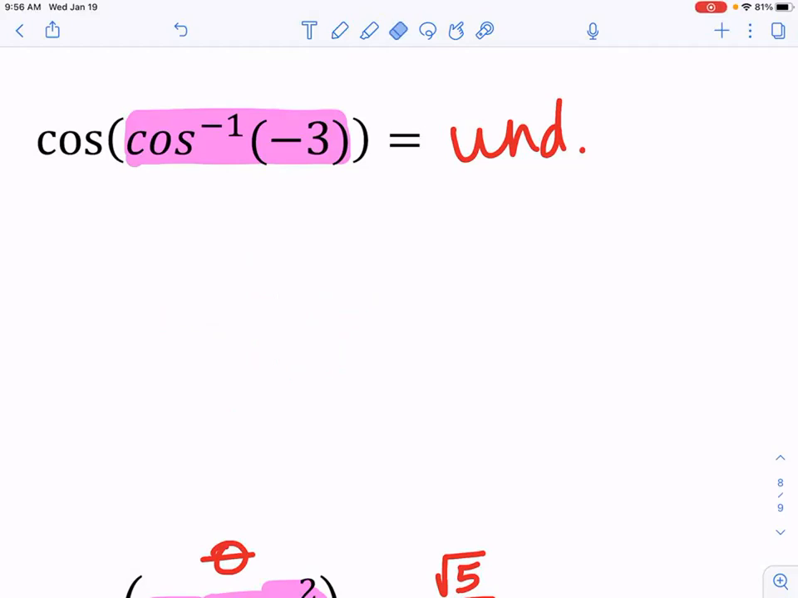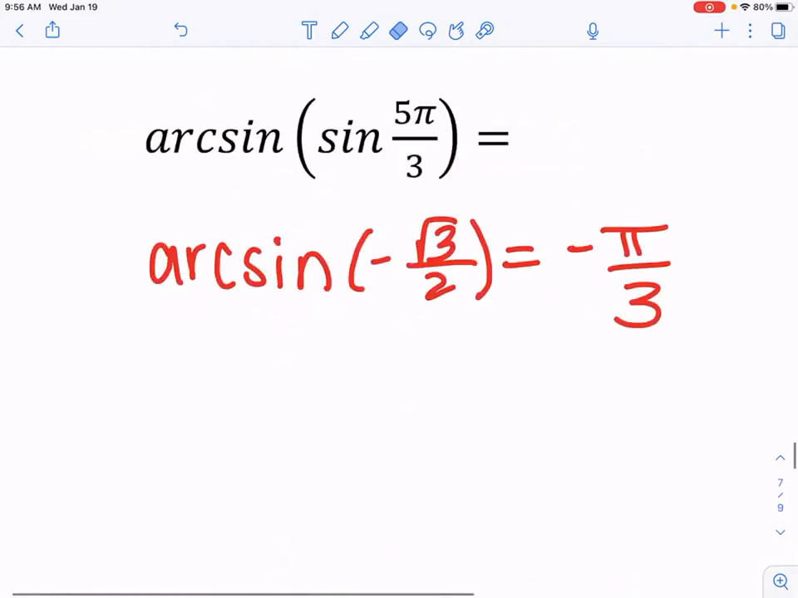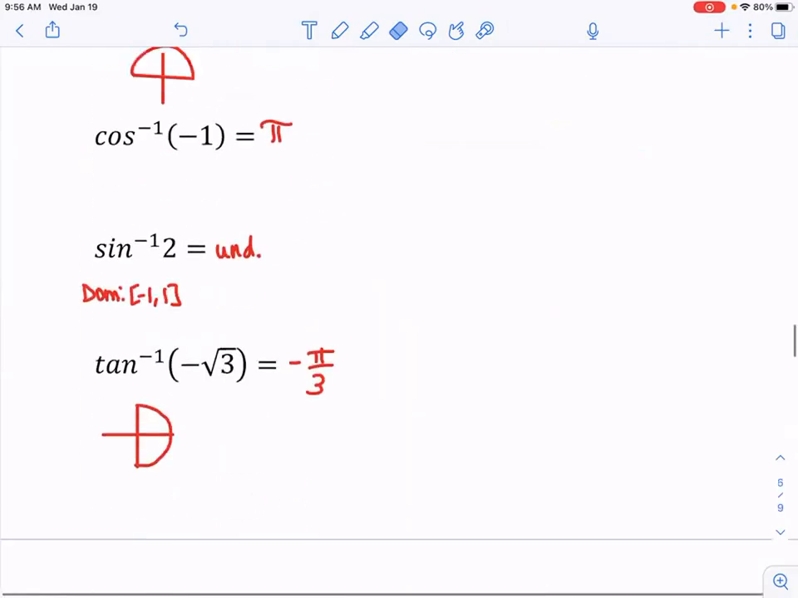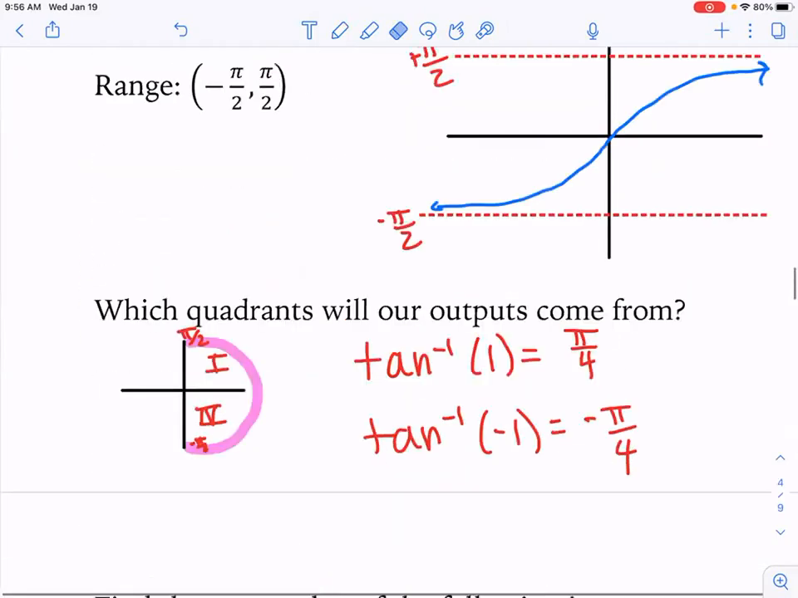Okay. All right, I need you to do the best you can on your homework tonight. Okay, have your notes out so that you can look at these cute little pictures of which quadrants you need to be grabbing angles from.